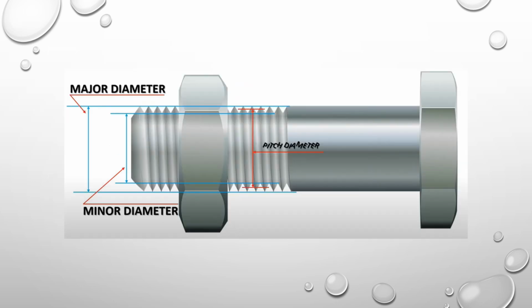Then what is the pitch diameter? Pitch diameter is the center one. This is the minor line, this is the major line. So in between, the middle line is called pitch diameter.